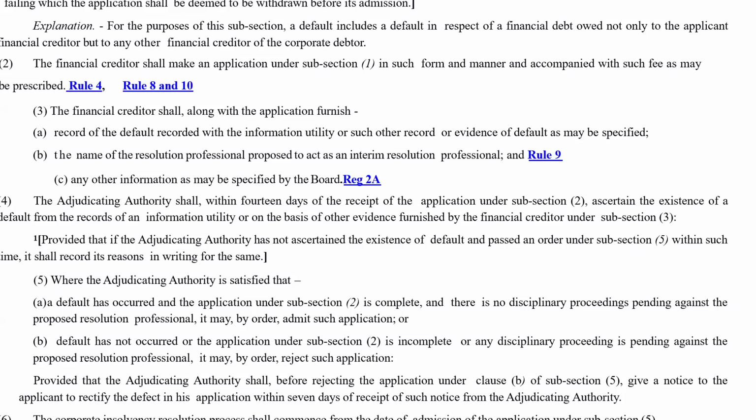So this was a case law on Section 7(3)(a). It says record of the default recorded with the information utility or such other record or evidence of default as may be specified. Now the question before NCLT was whether it is mandatory to furnish this record of the default recorded with the information utility. NCLT said yes, but the High Court said no. The High Court said that the word 'or' has been used and other records can also be produced. This was the main issue.